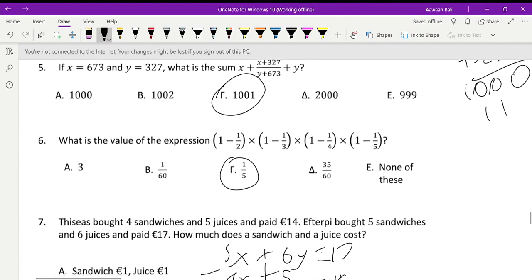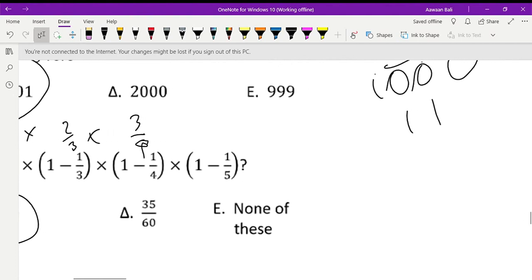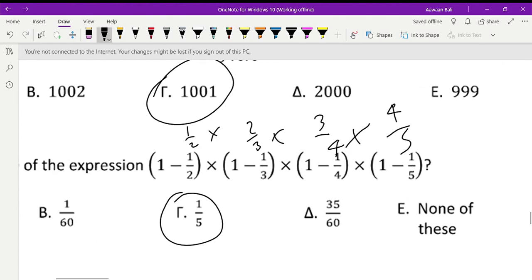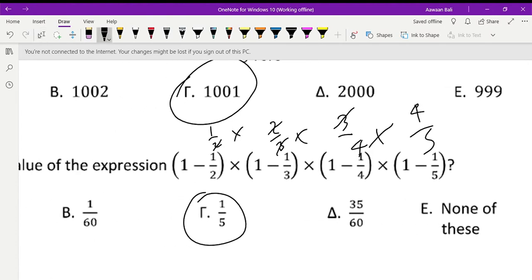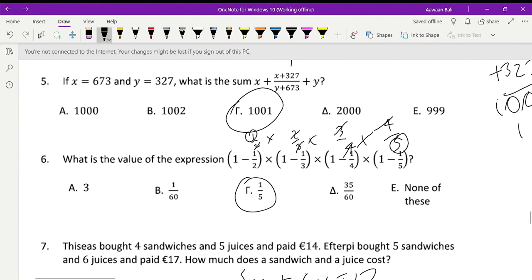Question number 6. What is the value of the expression 1 minus a half times 1 minus a third times 1 minus a quarter times 1 minus a fifth? Okay, so 1 minus a half is a half, and then you continue writing it onwards up till times 4/5. And since it's multiplication, we can cancel. It's an easy cancelling: we have 2 here, 3 here, and 4 here, leaving the numerator as 1 and the denominator as 5, so therefore the answer is gamma, 1 upon 5.